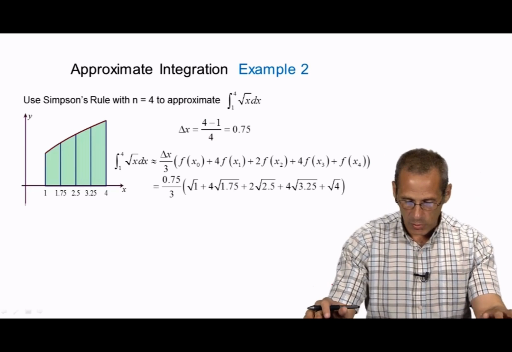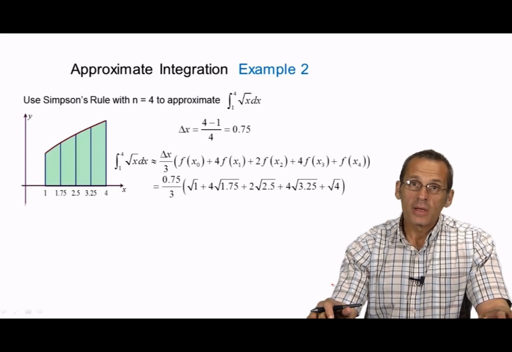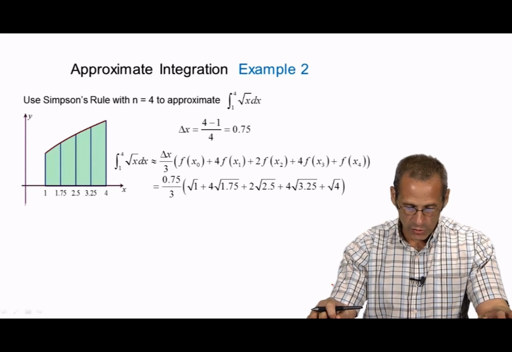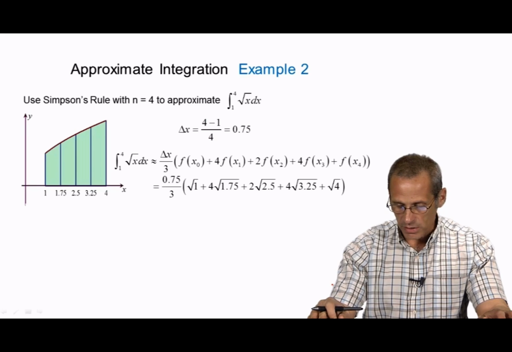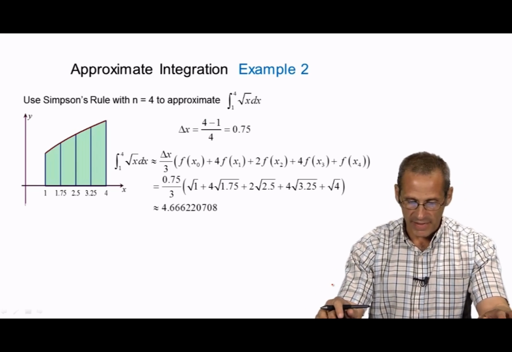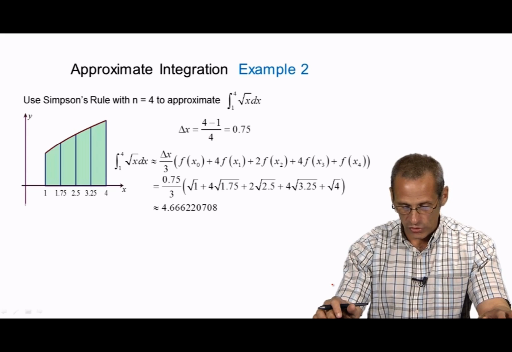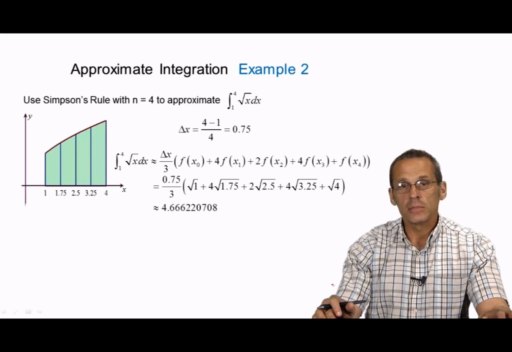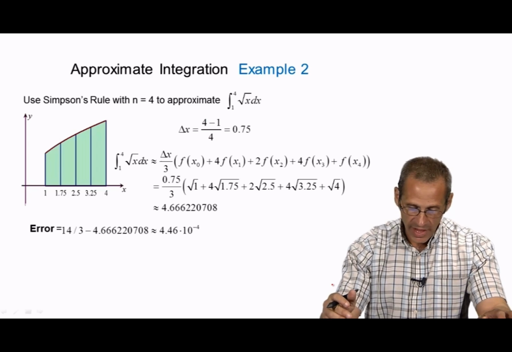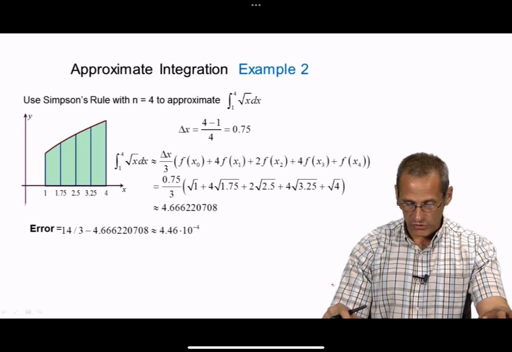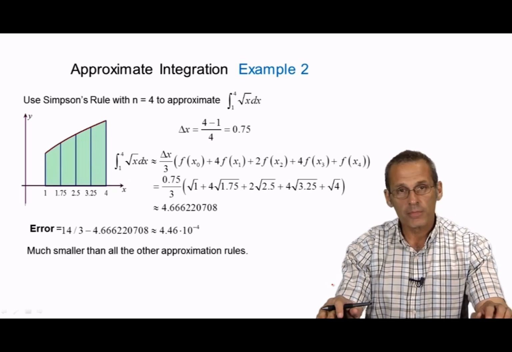Substituting in delta x is 0.75, and substituting in 1, 1.75, 2.5, 3.25, and 4, we find that our approximate area under the curve is 4.666220708. The error is much smaller than the other methods, if you notice. It's 4.46 times 10 to the negative fourth.